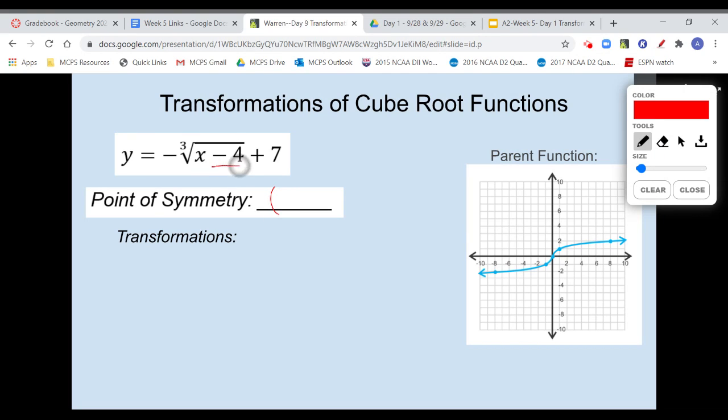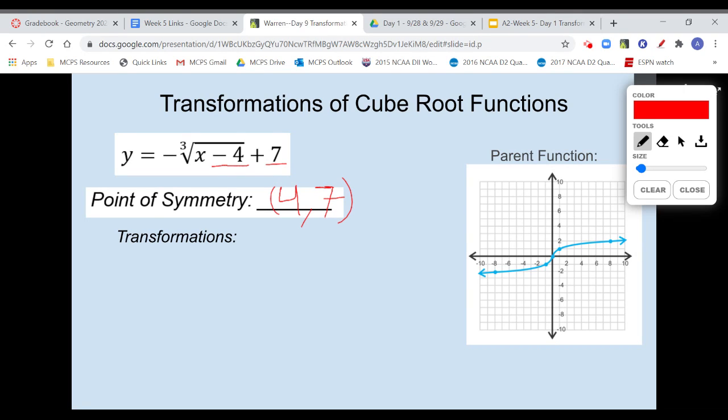So I take these numbers here, and again, under the square root, now it's under the cube root, but it's still under the radical, right? That's going to be the opposite. And then outside is normal. So I have a point of symmetry of 4, 7.